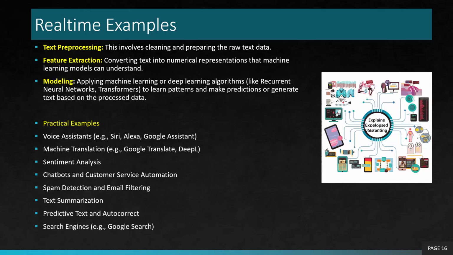Next is predictive text and autocorrect. I'm sure all of you have seen that. Whenever you're writing an email, you immediately see the possible next one or two statements coming up. Correct. So, predictive text and autocorrect.